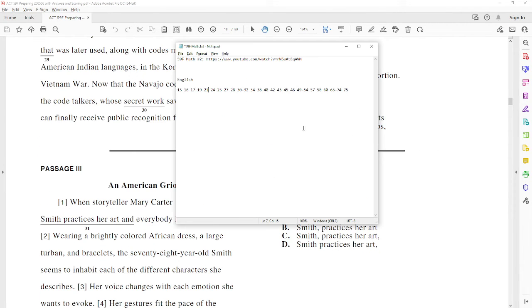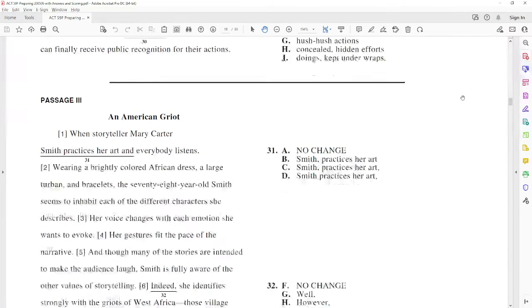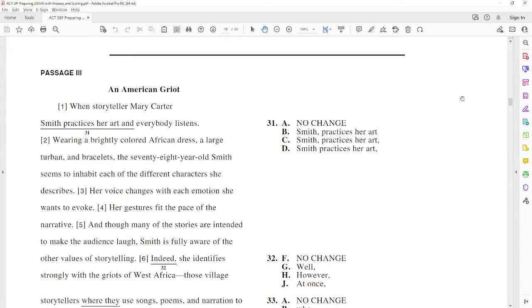All right, what is the next one? 30 through 32. See, I already forgot that we had to do all of those. It says, when storyteller Mary Carter Smith practices her art and everyone listens. Okay, what happens then? W words break sentences. So when storyteller Mary Carter Smith practices her art, now we better have some kind of a subject and verb, because there's no main verb there.